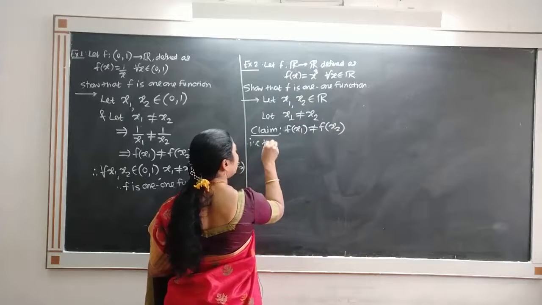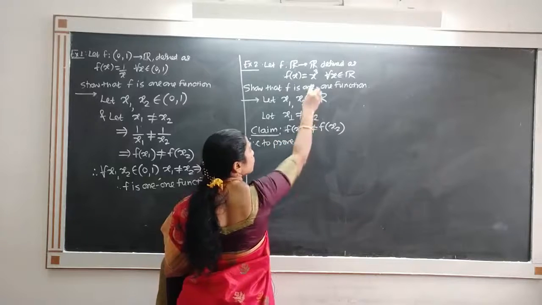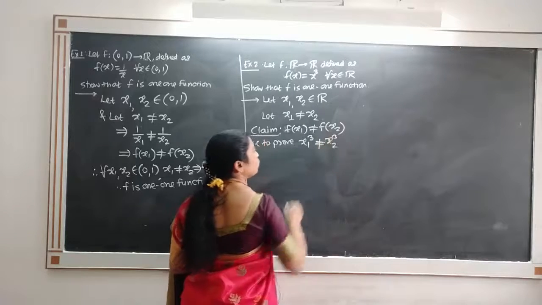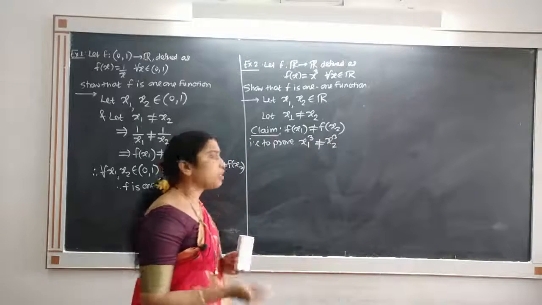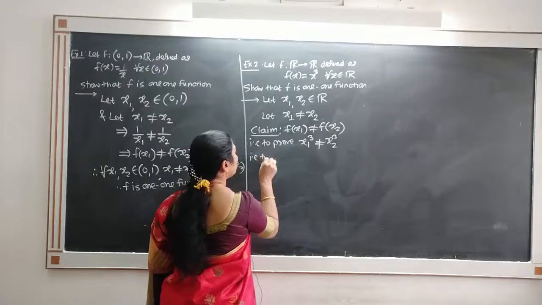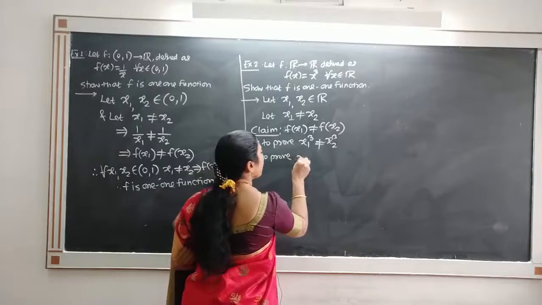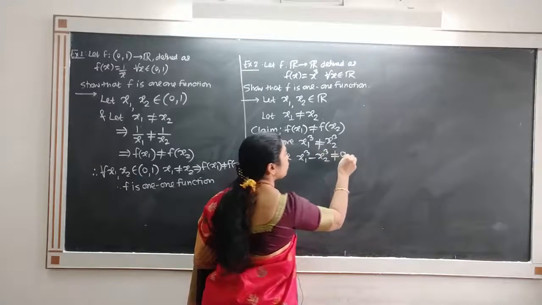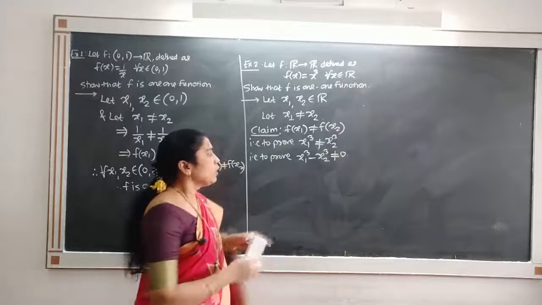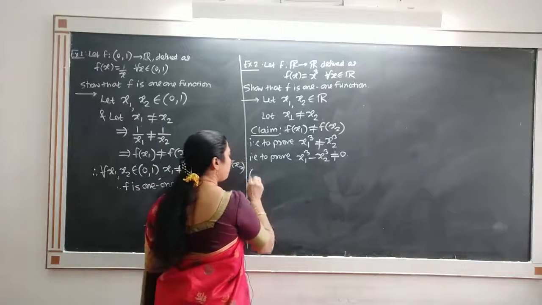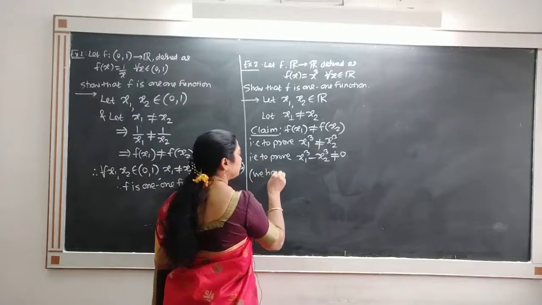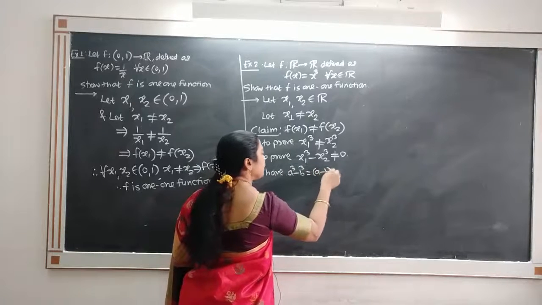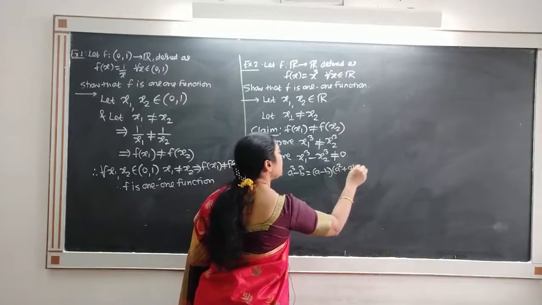To prove that, what is f of x1? F of x1 is nothing but x1 cube, and f of x2 means x2 cube. We want to prove that x1 cube is not equal to x2 cube. That is, we want to prove that x1 cube minus x2 cube is not equal to 0. Now what is a cube minus b cube? We know that a cube minus b cube is nothing but (a minus b) times (a square plus ab plus b square).